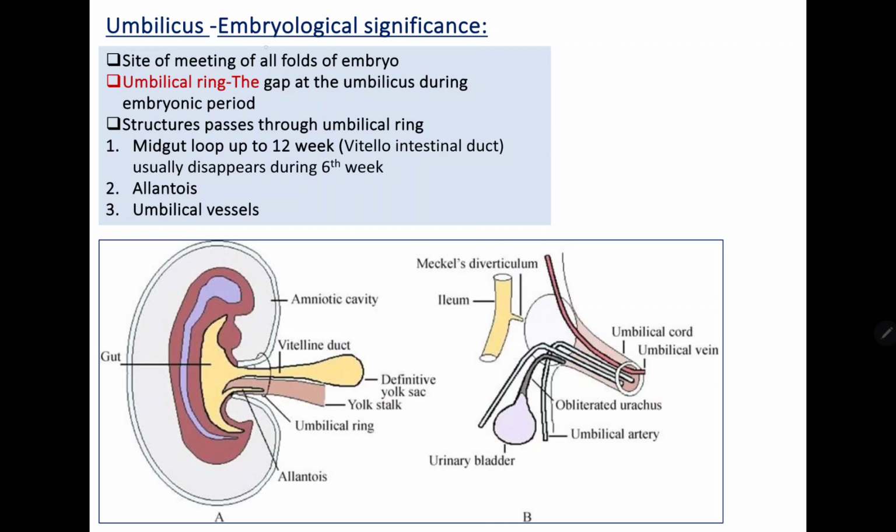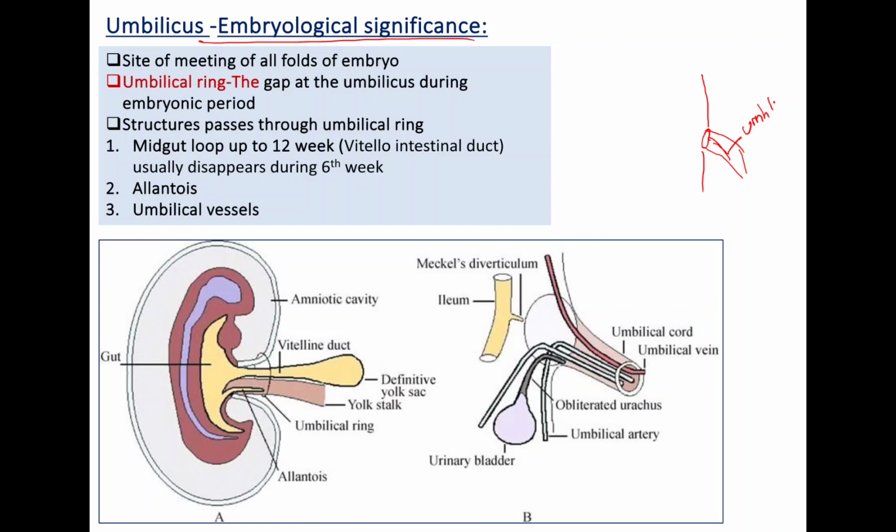Then the umbilicus has some embryological significance. We have already seen that the umbilicus is the place where, exteriorly, the umbilical cord is attached. So what is the embryological significance of the umbilicus?